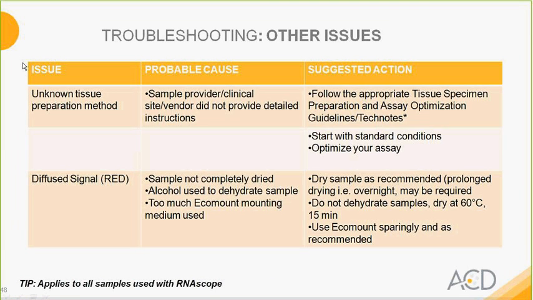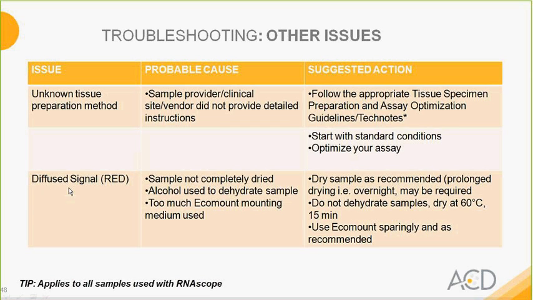Other issues that we've seen with RNAscope that you may face in your laboratories is when you receive tissue with unknown preparation method. These typically come from sample providers or vendors where the fixation and preparation conditions are not highlighted. When facing this issue, our suggested action is, if you can, share the appropriate tissue pretreatment and preparation protocols with your sample provider. If you cannot do this and this is out of your control, we recommend that you start with standard conditions, and if this is not optimal, optimize your assay.